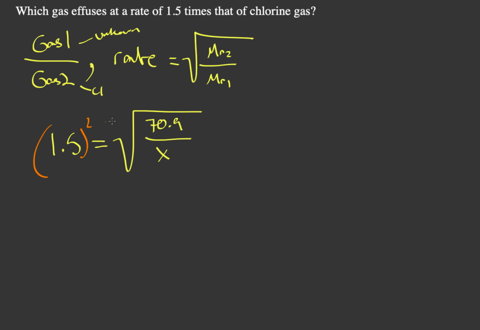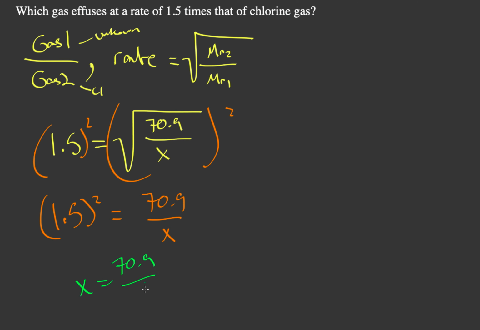So you square both sides, and you get 1.5 squared is equal to 70.9 over X. So then you can say X is equal to 70.9 over 1.5 squared. And this gives you 31.5 grams per mole. So that's the molar mass of X as a gas.